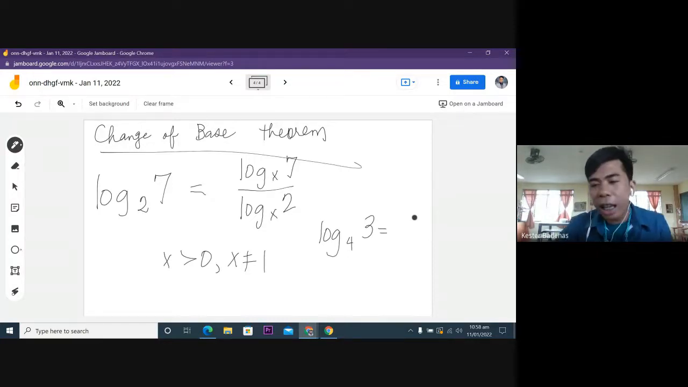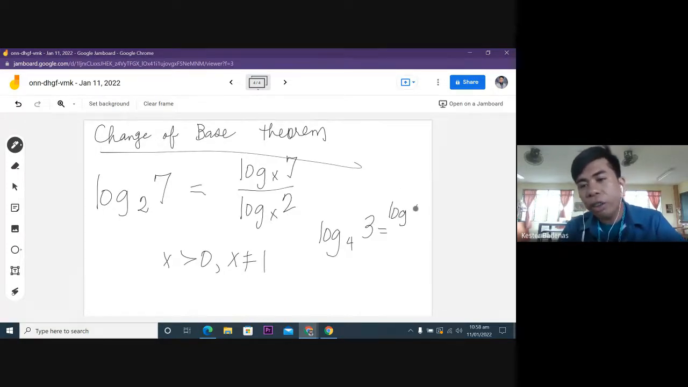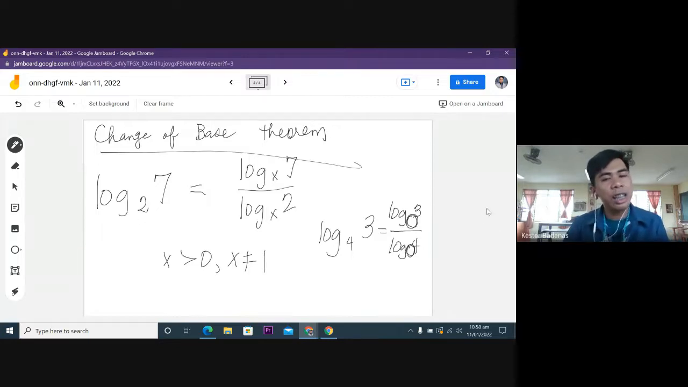Okay, ito na nga. So if we have logarithm of 3 with the base 4, it could be logarithm of 3 over logarithm of 4. Bahala na kayo kung anong ilalagay nyo dito na base, pwede yan, as long as hindi siya negative and hindi siya equal to 1. Okay? Yun yung change of base theorem. Kung gusto nyo ilagay dito 6, bahala kayo. Kung 1 million, bahala kayo. Kaya nga change of base. Okay? So, let's proceed.